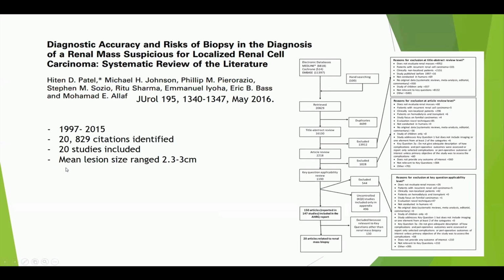The second systematic review, published in the Journal of Urology, searched articles in a more contemporary era between 1997 to 2015. Nearly 21,000 citations were identified, of which 20 studies with 2,900 patients and just over 3,000 biopsies were included in the study.